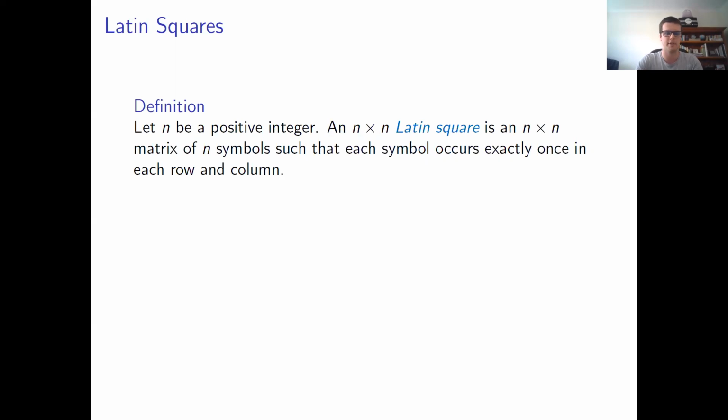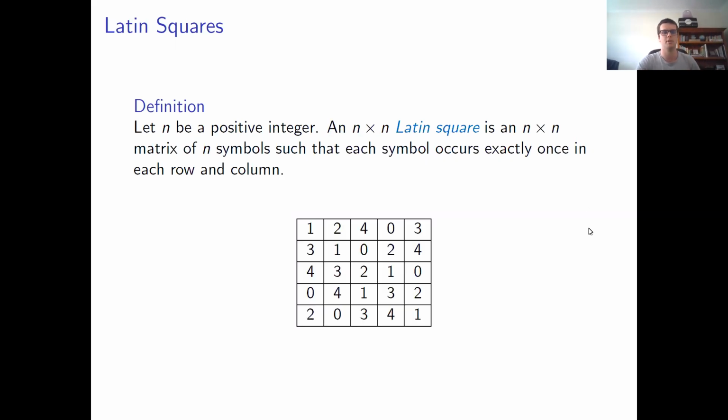So I'll start with just the definition of a Latin square. Let n be a positive integer. An n by n Latin square is an n by n matrix of n symbols such that each symbol occurs exactly once in each row and column. So there's an example of a 5 by 5 Latin square whose symbols are the integers 0, 1, 2, 3, 4. And throughout the talk, the symbols of any n by n Latin square will be 0, 1, up to n minus 1, and the rows and columns will also be indexed by 0, 1 up to n minus 1.